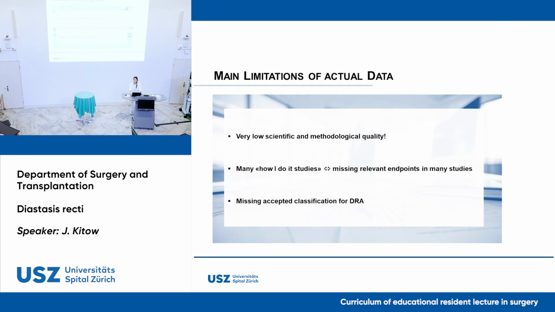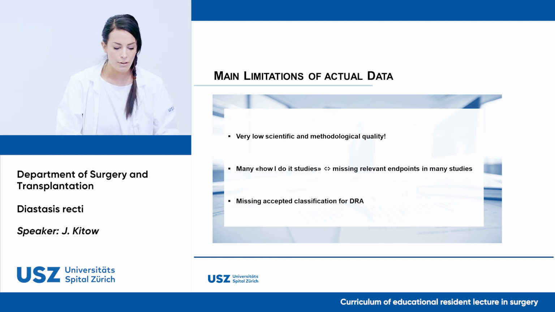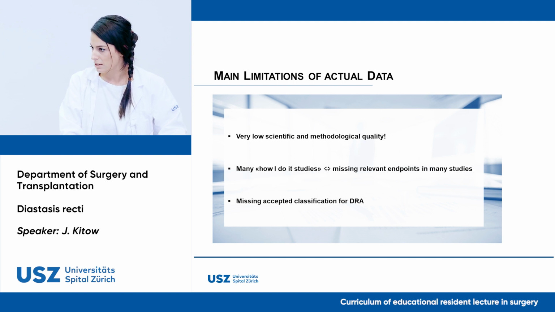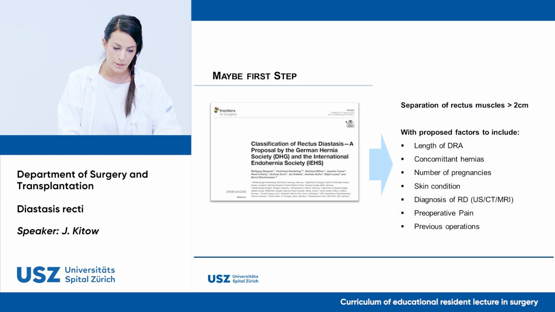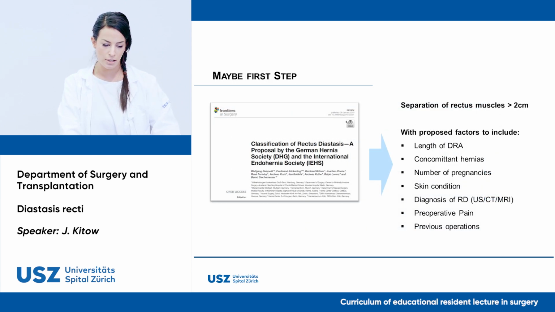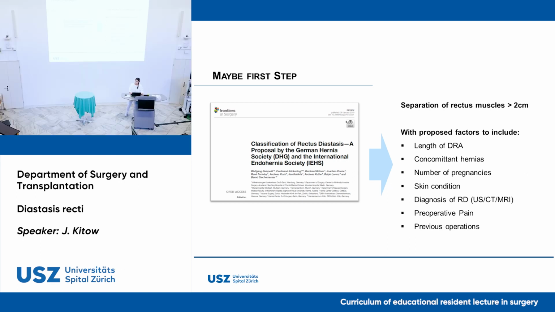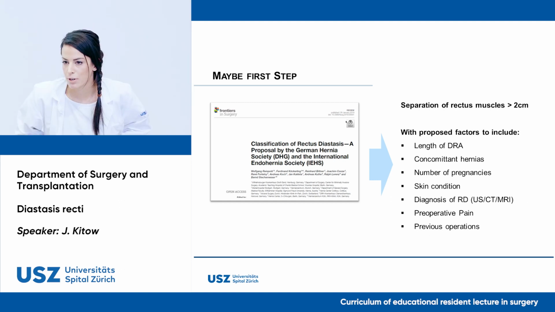We have limitation of actual data with very low scientific and methodological quality. There are at the moment many "how I do it" studies with missing relevant endpoints, and there has been a missing accepted classification of diastasis rectus abdominis. But there may be a first step, as the German Hernia Society and the International Endohernia Society brought out this classification of rectus diastasis as a separation of the rectus muscles of more than 2 centimeters.